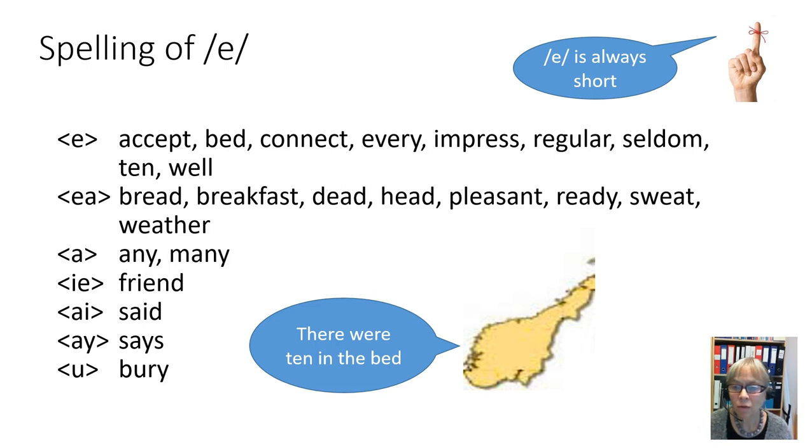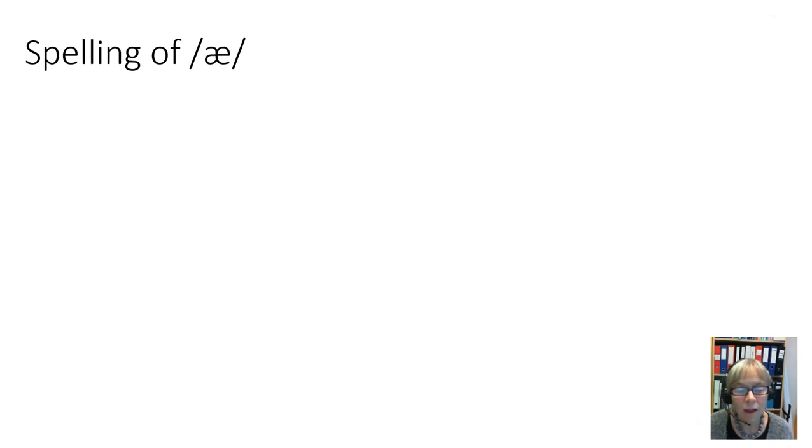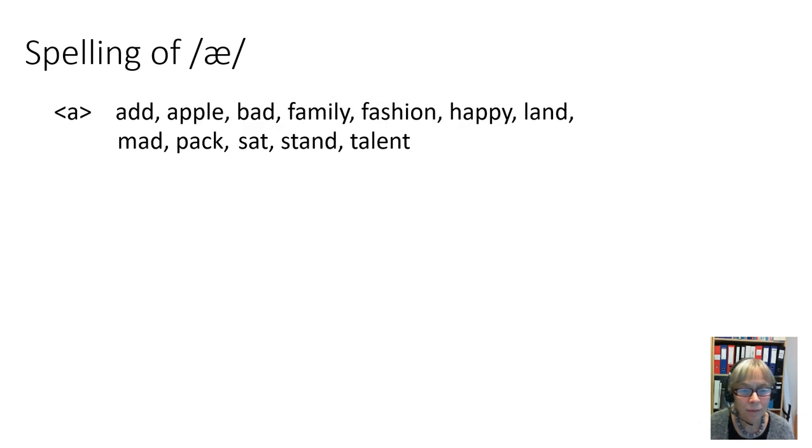However, beware if you come across people from the west coast of Norway, they may have a tendency to make the E too open. Now you know what that is, don't you? If E is too open, it becomes A. And you may hear, there were ten in the bed. Make the E close enough. Then we're with A.